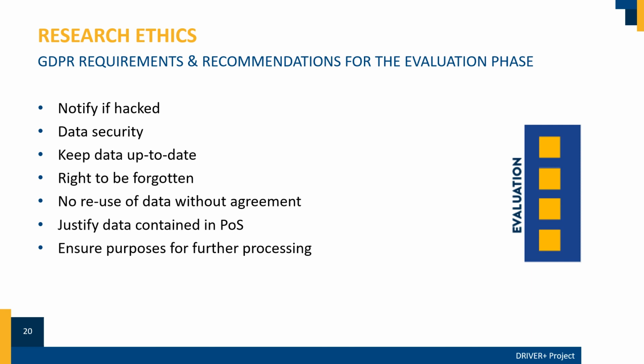Last but not least, we come to the requirements and recommendations from the GDPR that apply to the evaluation phase. Again, many of the already known guidelines apply to this phase. For example, to notify when servers are hacked, to ensure data security, keep data up to date, and ensure the right to be forgotten. Further, do not reuse data without written agreement. An updated, signed, informed consent form should be obtained from the data subject when a controller intends to process data for a further purpose. If personal data is contained in the description of trial results stored in the POS, this should be justified. In addition to ensuring that personal data is collected for specified, explicit, and legitimate purposes, make sure that the data is not further processed in a manner that is incompatible with those purposes.